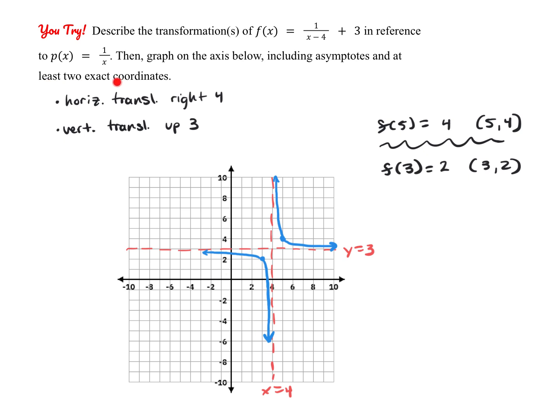And again, we only need at least 2 exact coordinates. So once we know which quadrants we're working in, we know the general behavior of our graphs. So we're good to go from there.